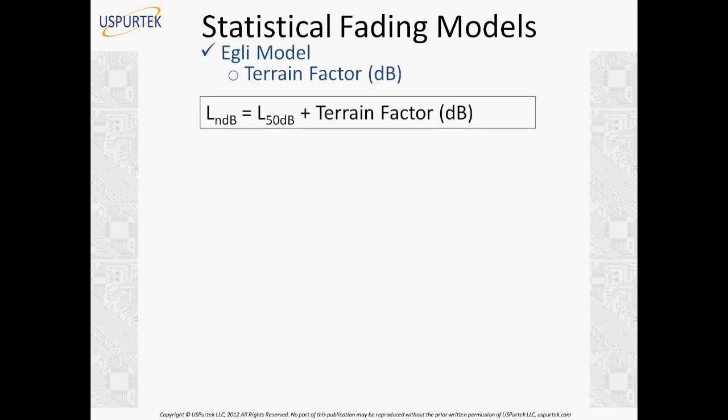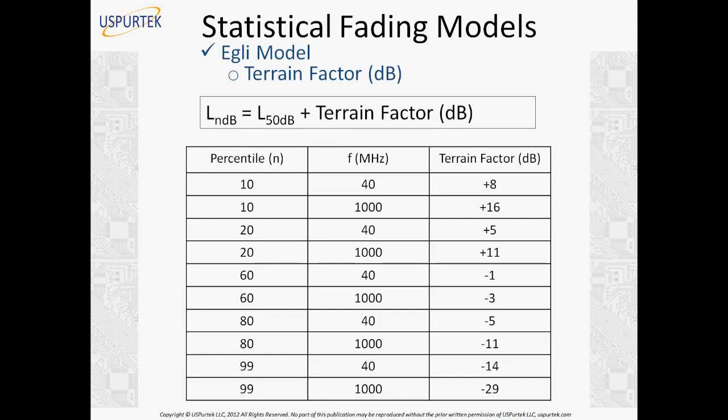Now, although the equation we saw before gave us L50 in dB, EGLI also provided us a lot of curves. From those curves, we can derive a terrain factor that helps us to calculate any percentile, like a 10th percentile or a 20th or a 60th or 80th or 99th. For reference, I have given some values here which are taken from the EGLI curves published in the literature, for each frequency.